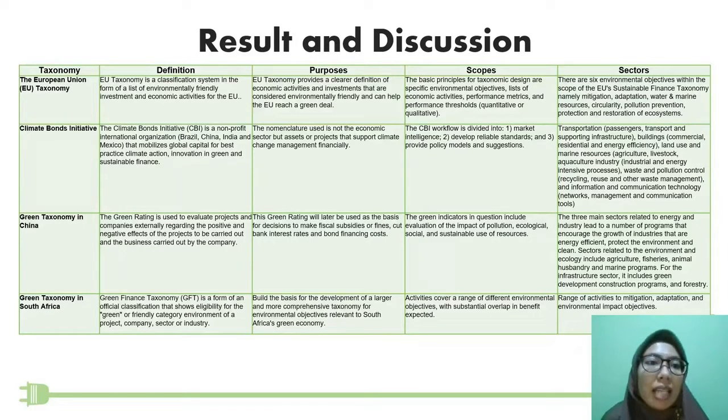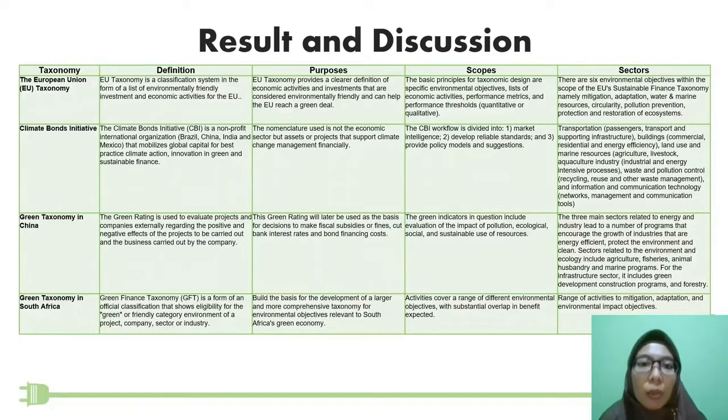And the second is Climate Bonds Initiative, or CBI, is a non-profit international organization between Brazil, China, India, and Mexico that mobilize global capital for best practice climate action, innovation in green and sustainable finance.